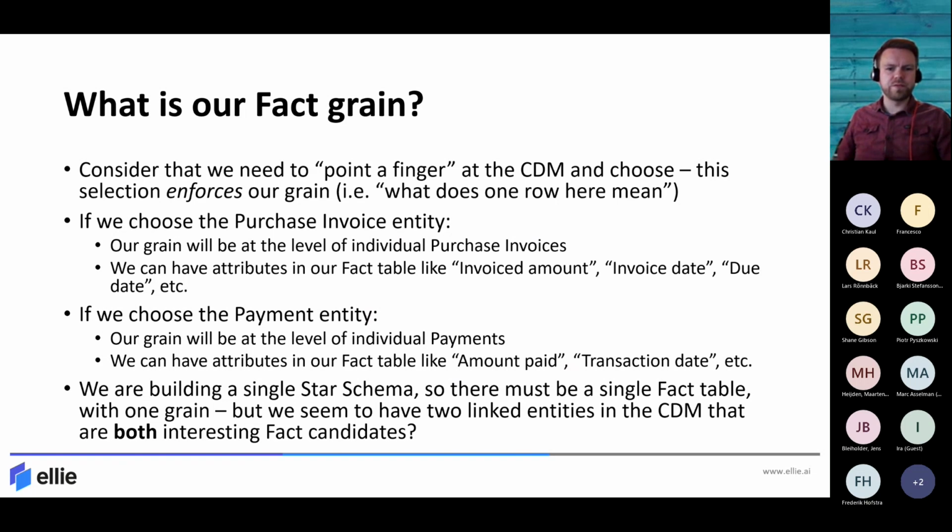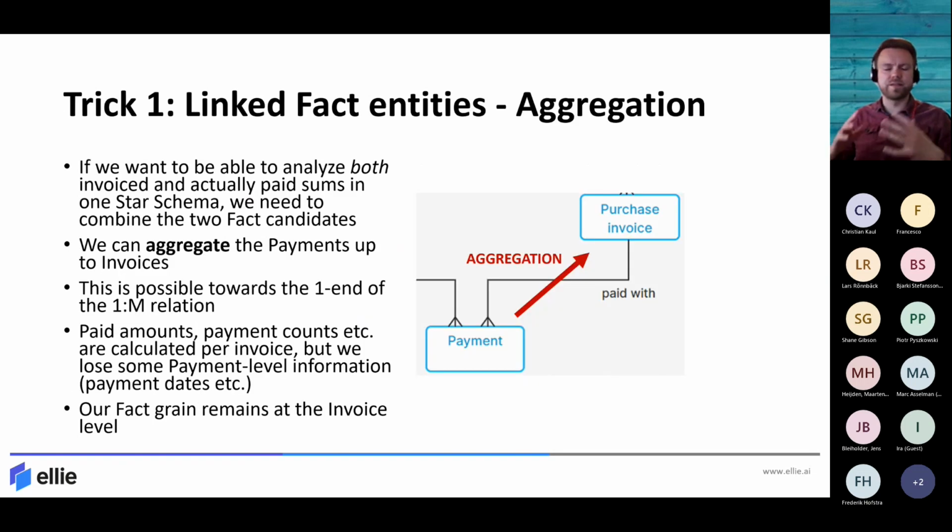So we're getting now to the actual tricks here, and again, there's nothing weird here, there's nothing new here, just a way of thinking about this. And the first trick, the thought that you have to think about, if you want to combine these facts, you have to do some sort of an aggregation if you want to go up in this direction. So if we want to be able to analyze both of these things here, we can aggregate the payments up to the purchase invoice.